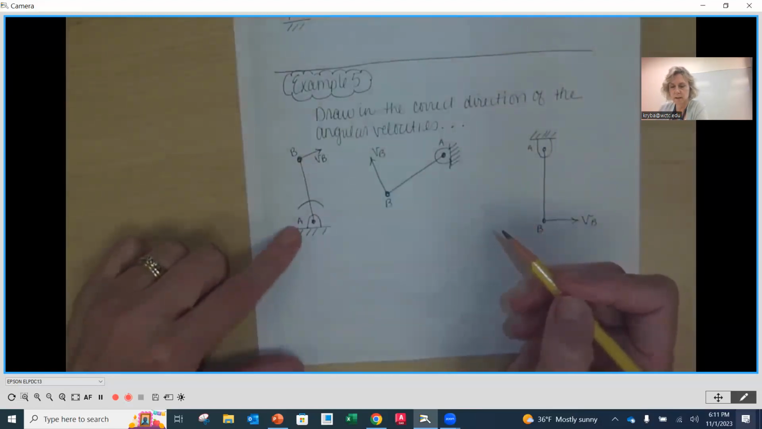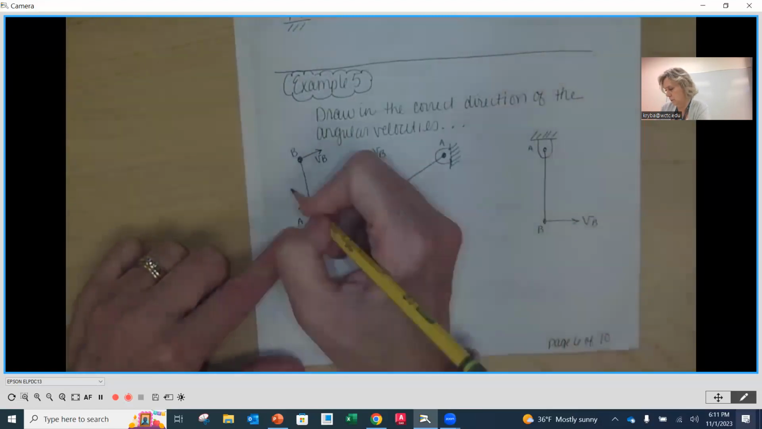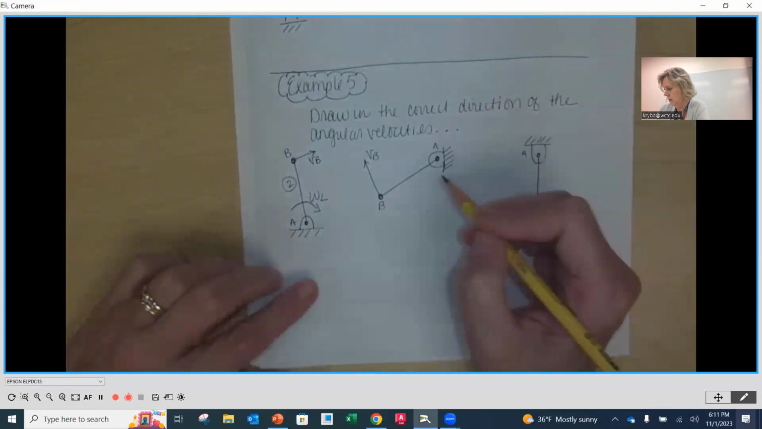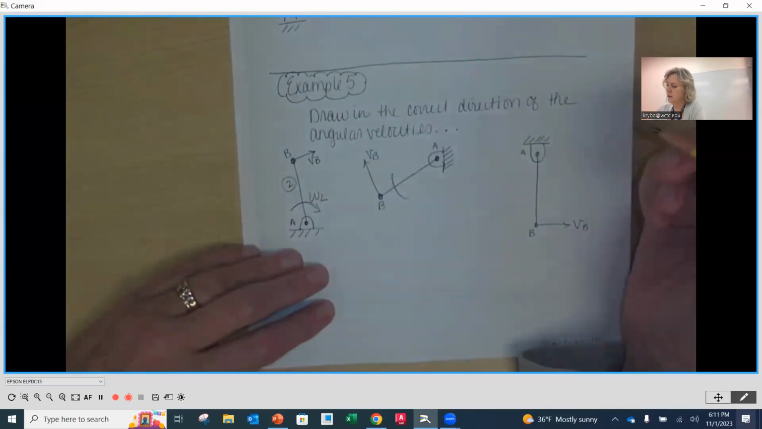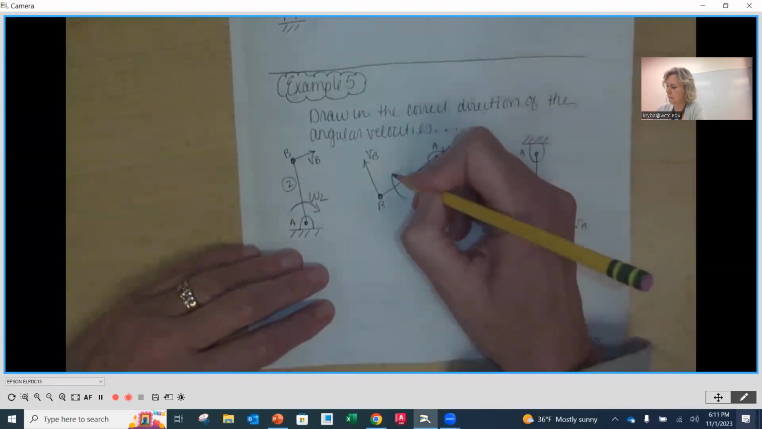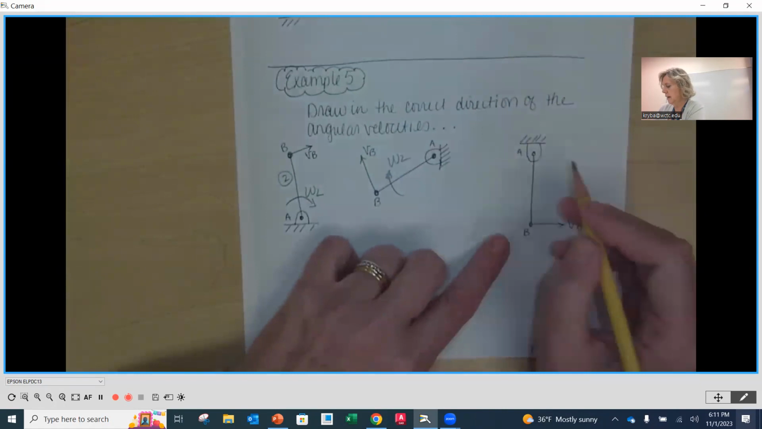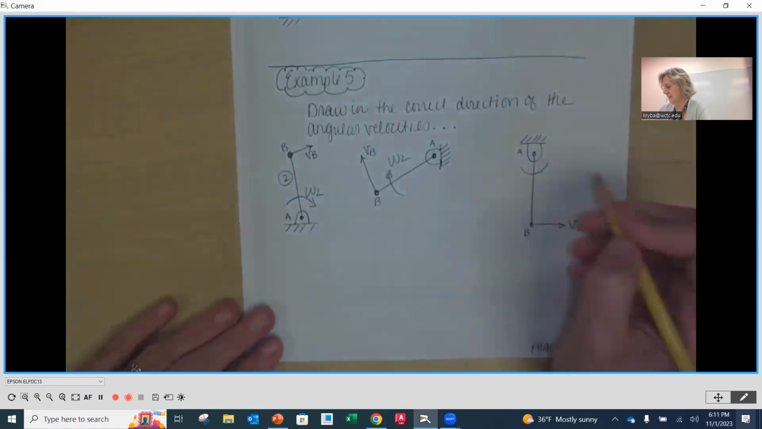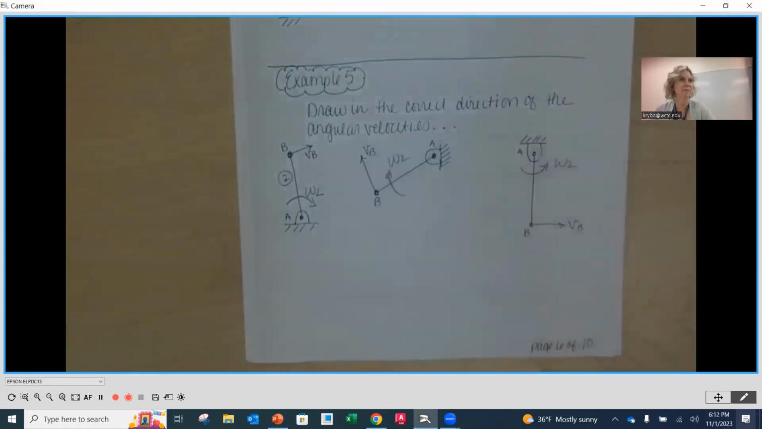Counterclockwise, clockwise. Clockwise, yes. Well, it's W2. We'll put 2 on here. There we go. Clockwise, counterclockwise. Okay. Clockwise, counterclockwise. Counter, right? Yeah. Okay. Now you know everything there is to know about velocities on rotating links, single rotating links.